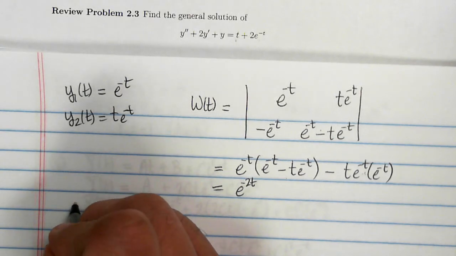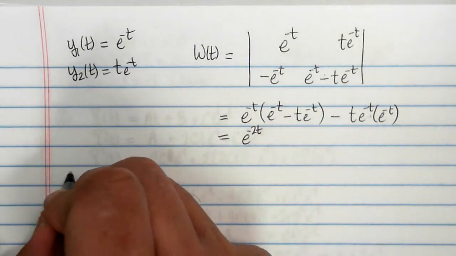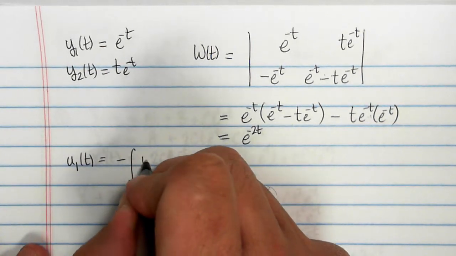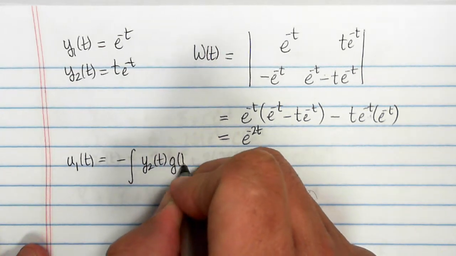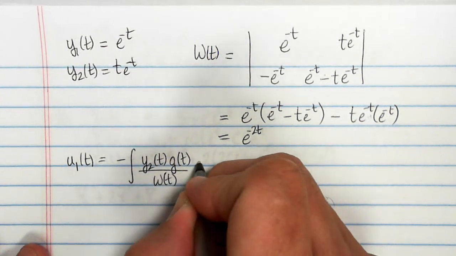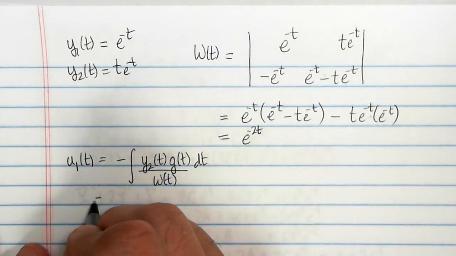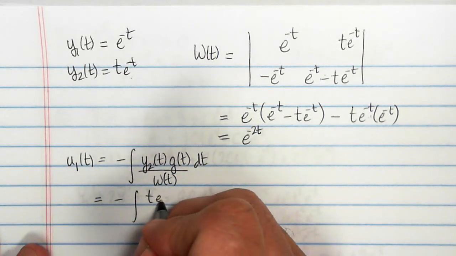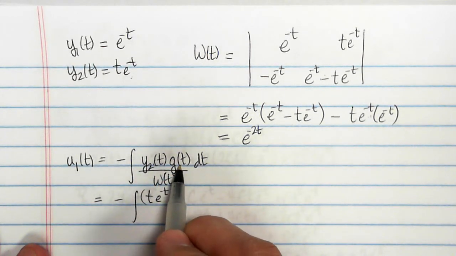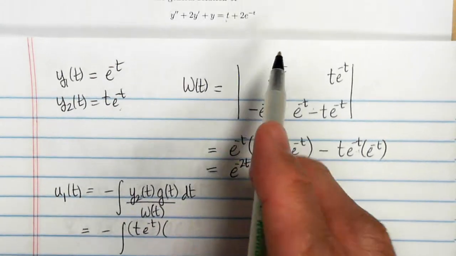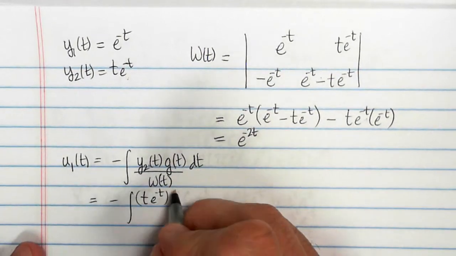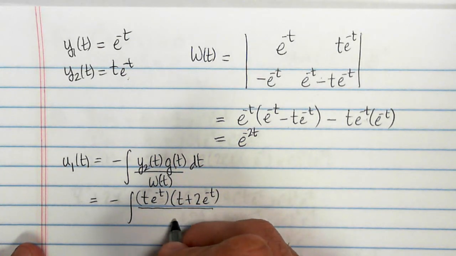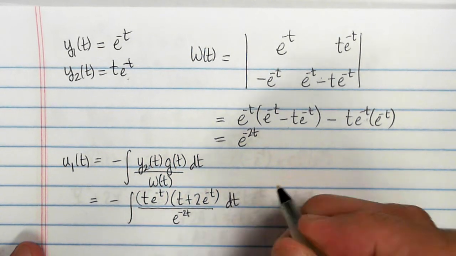Okay, so to apply the variation of parameters, we have to figure out a couple of integrals. u1 of t is equal to negative integral of y2 of t, g of t, divided by the Wronskian of t, dt. So negative integral, y2 is equal to this, t e to the minus t. g of t was the right-hand side, and the original right-hand side is up here, t plus 2 e to the minus t, divided by the Wronskian, e to the minus 2t dt.